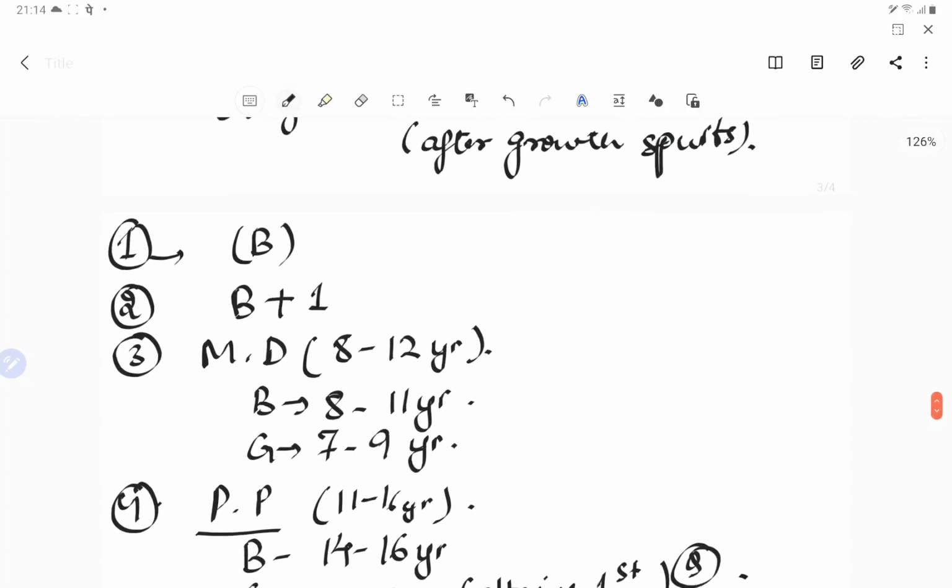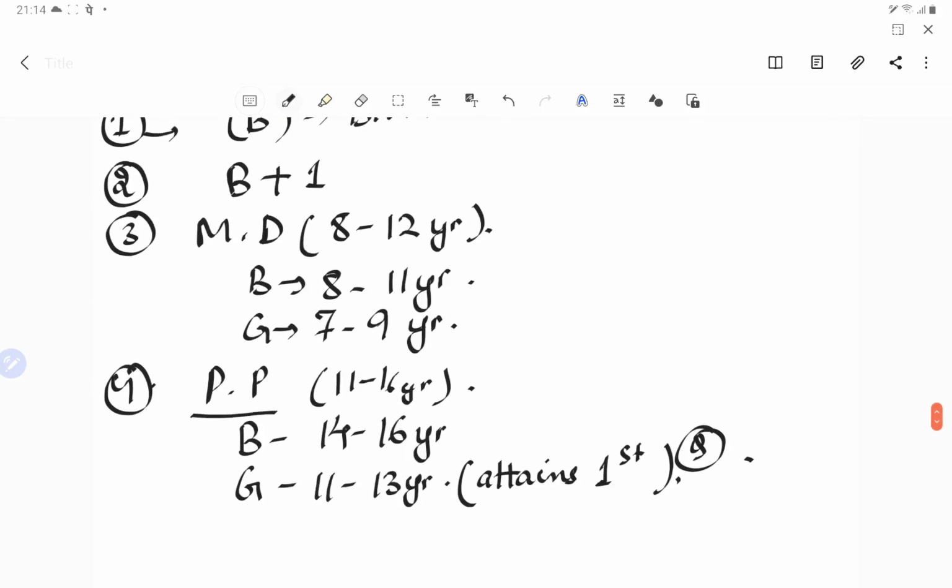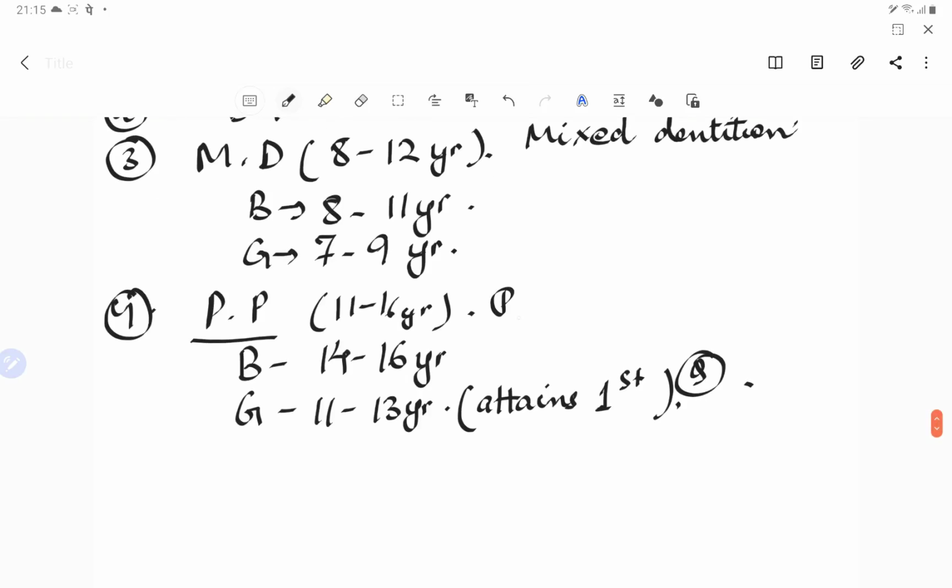So this is about the growth spurts. The first one we have is the birth. The second one is 1 year after birth. And then the third one is the mixed dentition period, which is in the boys 8 to 11 years, in the girls 7 to 9 years. Then pre-pubertal growth spurt in the boys is 14 to 16 years, and in the girls 11 to 13 years. So these are the growth spurts.